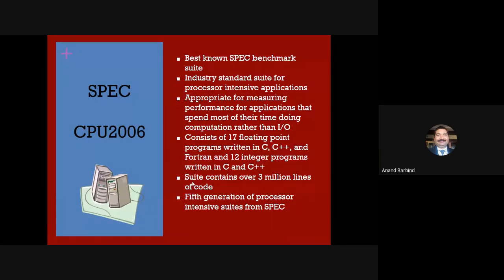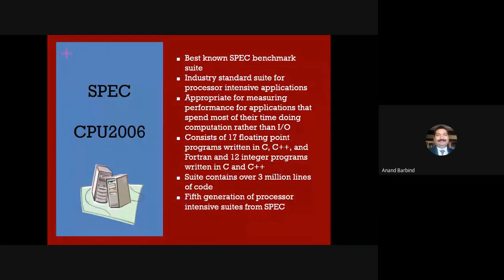Okay, the suite contains over 3 million lines of code. So this group of programs is 3 million lines of code. Okay, so these are large programs. Then these are used for the fifth generation processor intensive suites from SPEC. Okay, so these are the characteristics of this particular suite, SPEC CPU 2006.